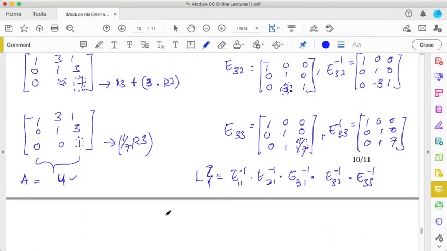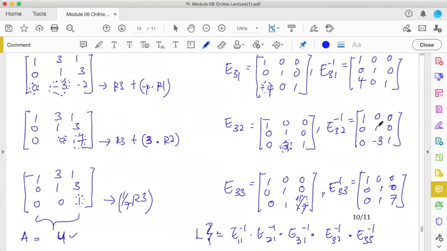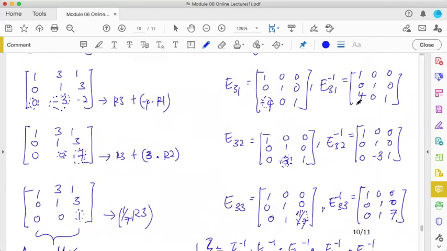Okay, so you will get your L is equal to 2, 0, 0, -3, 1, 0, 4, -3, 7. Okay, so how do you get this? It's quite simple. You look at this coefficient in each of these elementary matrices.